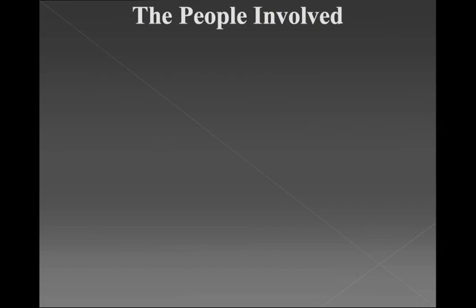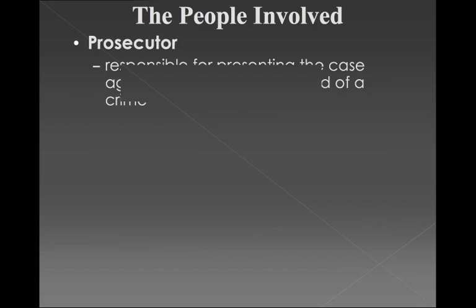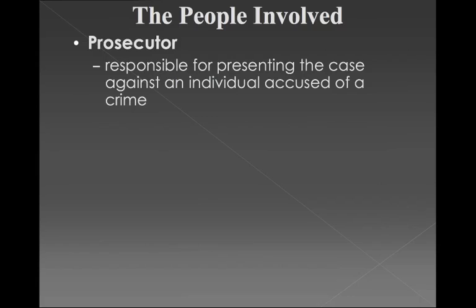So the people involved in a typical court situation are the prosecutor, and the prosecutor is the person that's responsible for presenting the case. This is the person who has the burden of proof to make sure that they prove that the person that is accused has committed the crime. So it is this person's responsibility to make sure that they have enough evidence to prove the case. And that case is trying to be proved against the defendant.